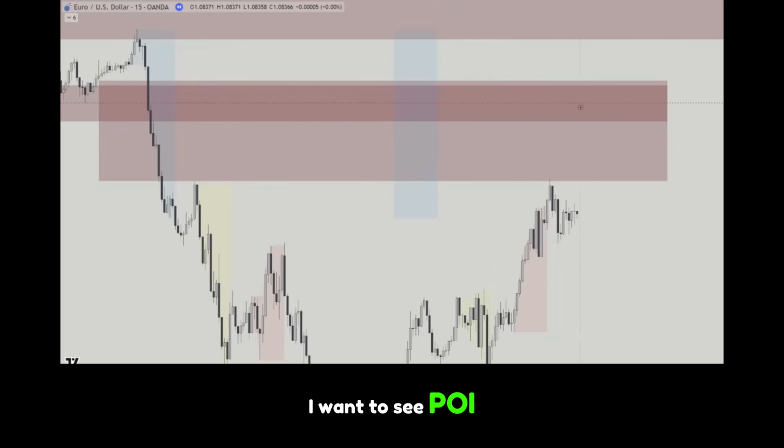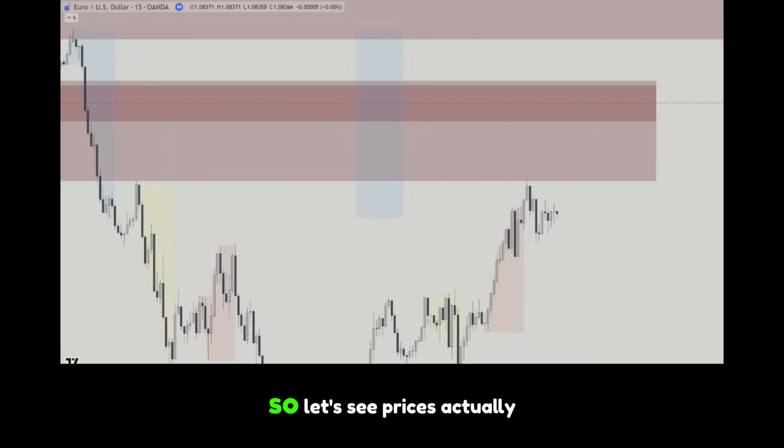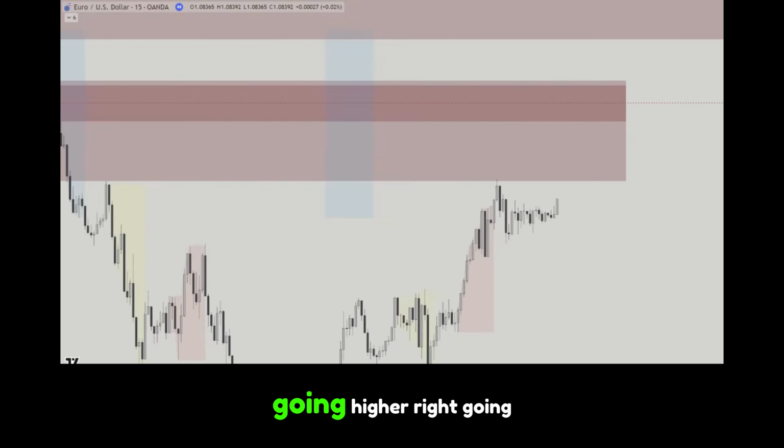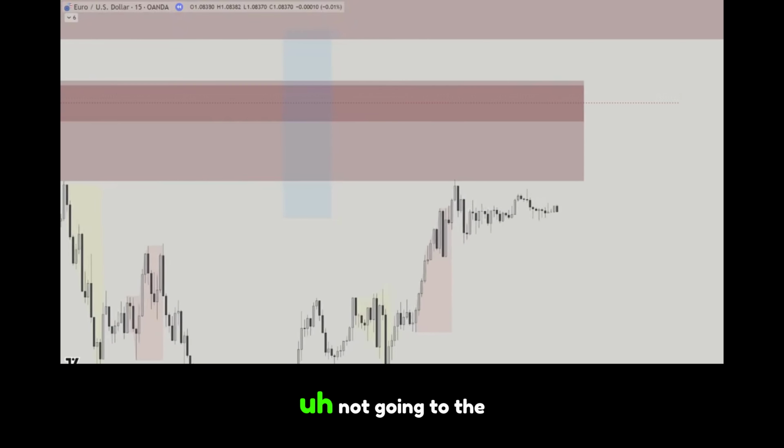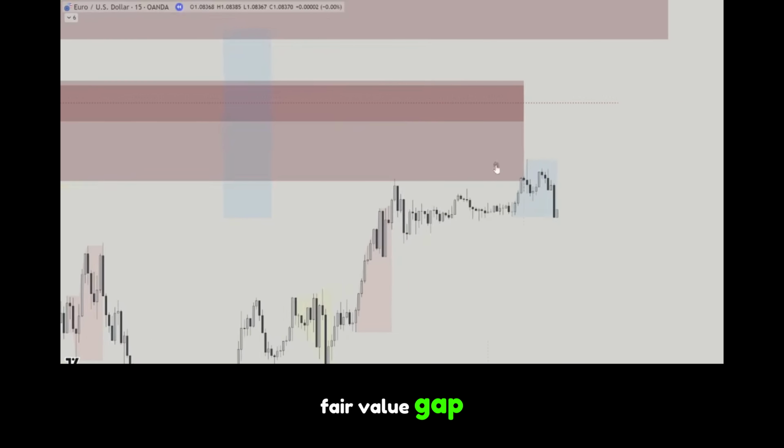I want to see a POI created here, right? Or a market session shift with a POI. So let's see, price is actually going higher, right? Not going to the fair value gap. There you go. So now it goes into that fair value gap.